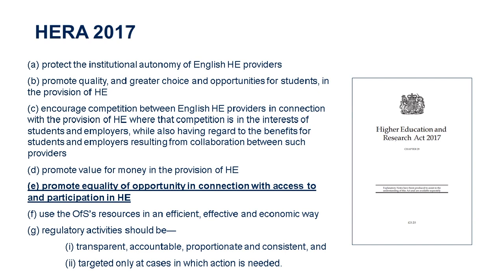There's a couple of these that I just wanted to highlight to you, namely the one that's highlighted here, which is about in all of the work that the OFS does, we have to promote equality of opportunity in connection with access and participation in higher education. There are also a couple of others that are of particular relevance to this area, and that is the first one about protecting institutional autonomy of English higher education providers, and also potentially ideas around value for money. So given the investment that we're making in access and participation, how can we be sure that this is the best use of money and is seeing the best outcomes for students given our investment and the resource being put into this area?